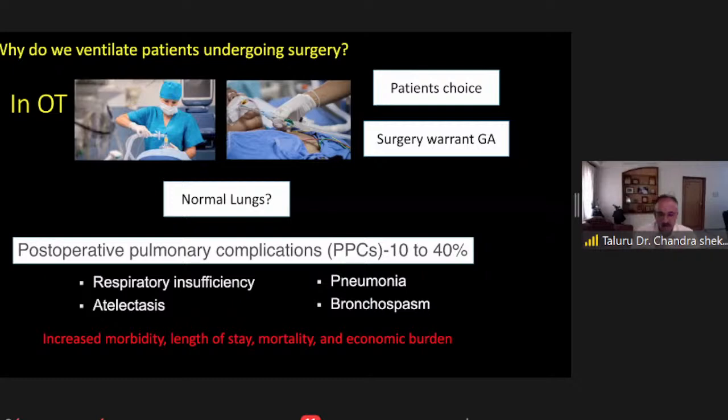It is not enough that we ventilate somebody with good saturation and a decent amount of ETCO2 and send them out of the theater and think my job is done. It doesn't end there, because most anesthesiologists in most medical colleges and centers are now managing the intensive care units also. So the impetus should be on lung protective ventilation, which I'll be discussing, because we want to minimize or in fact avoid postoperative pulmonary complications.